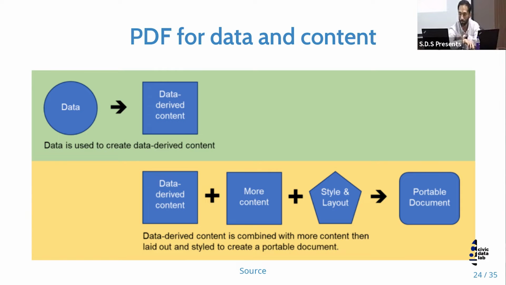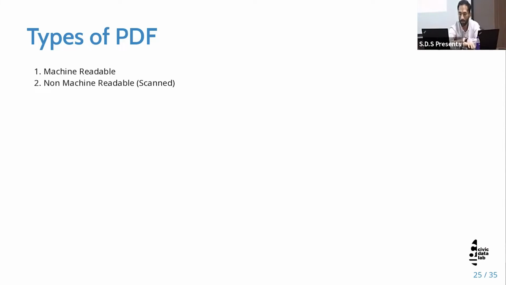So what can we do? There are two types of PDFs: machine readable and non-machine readable. Non-machine readable basically means a scanned document. Something like an Excel file which is printed as a PDF will be machine readable. But if I take a screenshot of that Excel file and then print it as a PDF, that will be a scanned PDF.